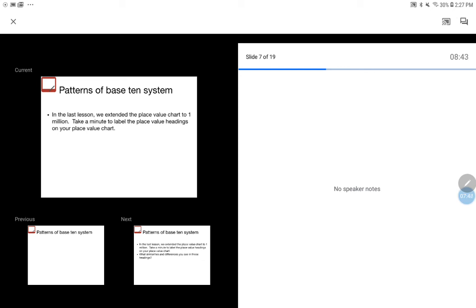Why do you not have your work mat? You're going to need to get it.